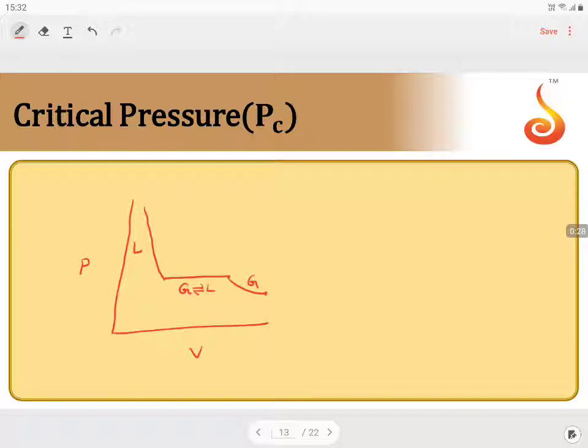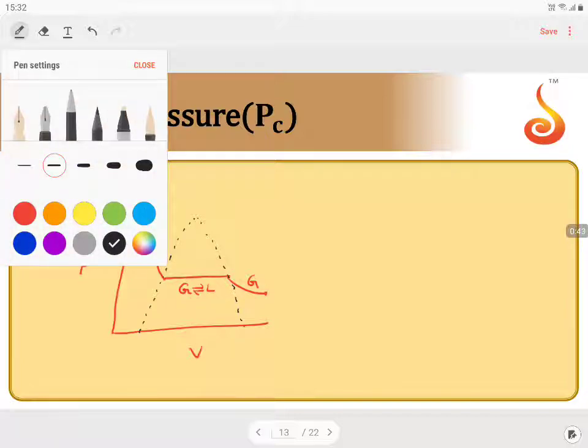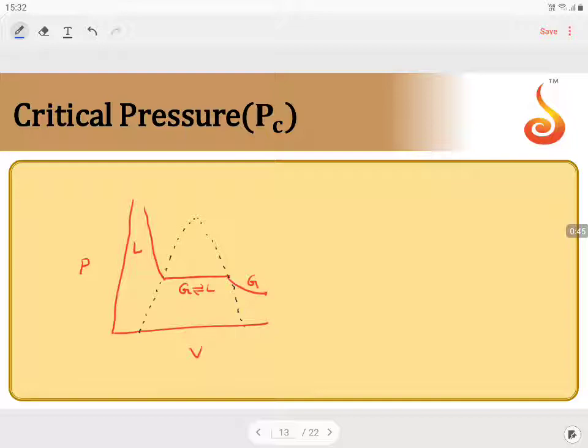If I draw a small curve in this way, you can see this particular direction. I can represent this direction as indicating saturation of liquid. This is the saturated liquid curve. If I say this direction, this is going to be the saturated gas curve.